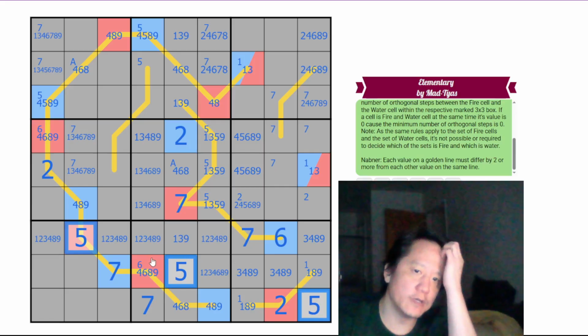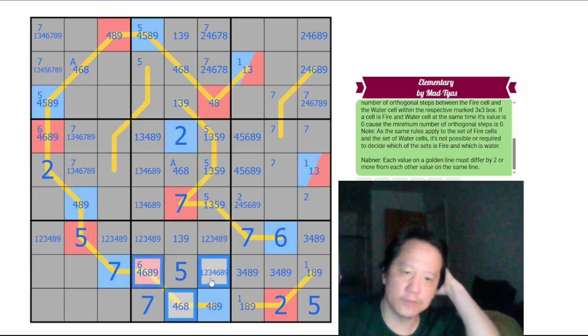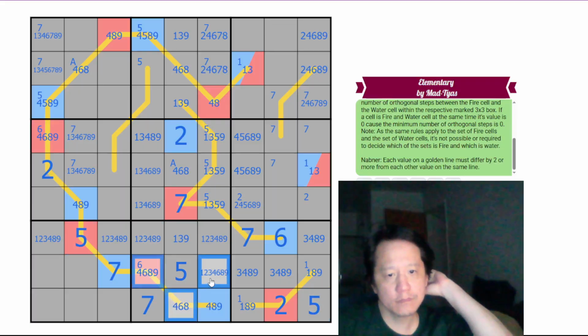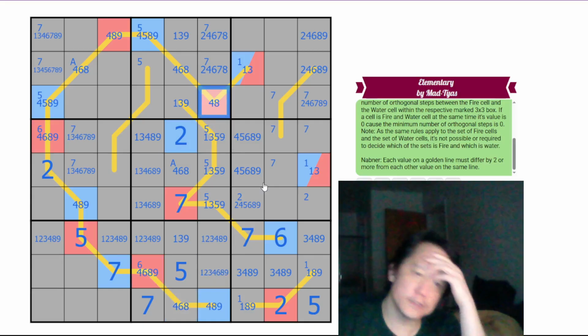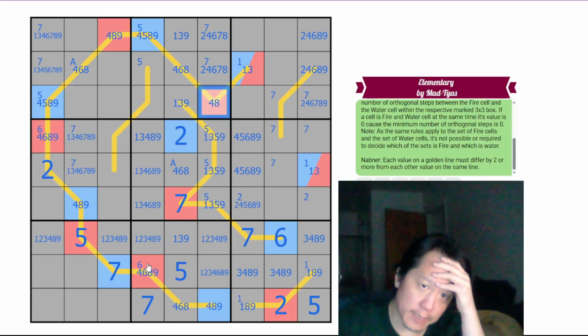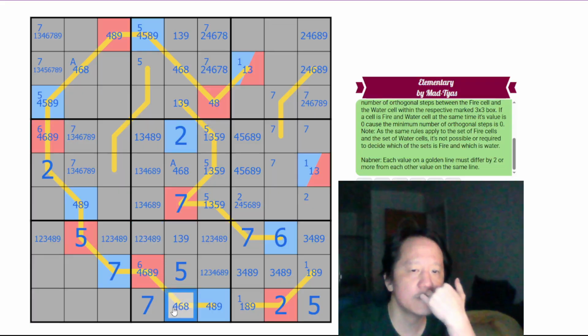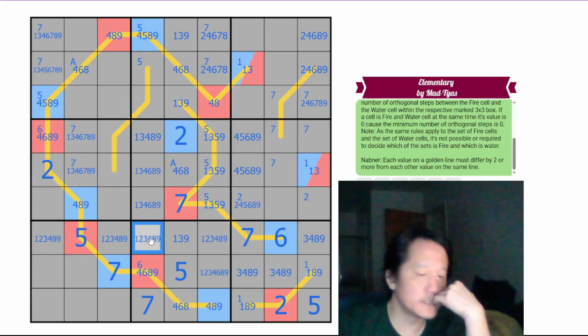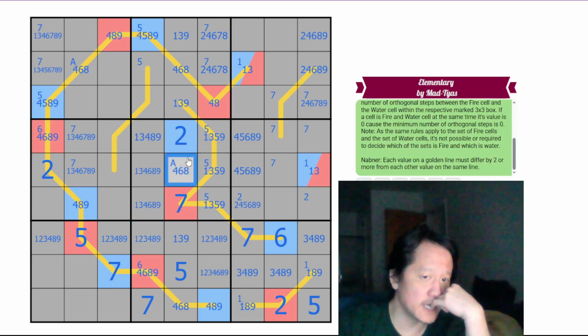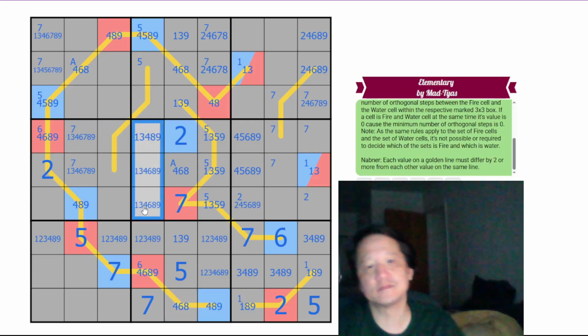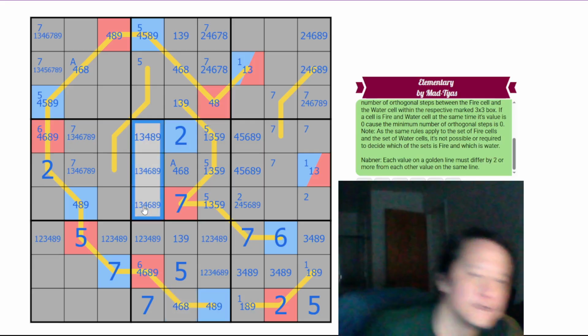6 could be any of these 3. This digit cannot be the same as that. Can't be any of these 3. So this digit has to be one of these 2. If it's here, then it's guaranteed it's A. If it's here, we don't really know very much there.